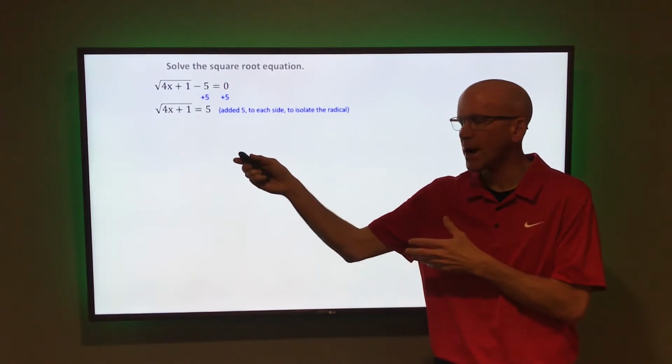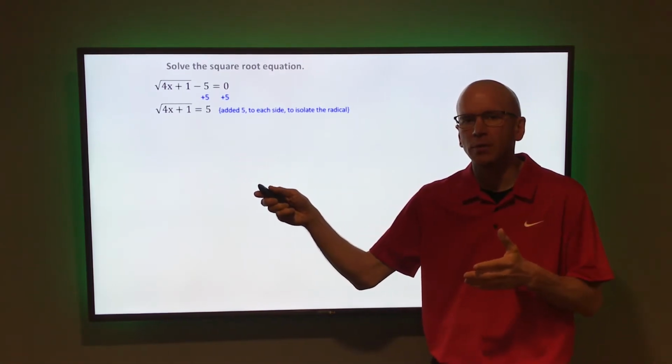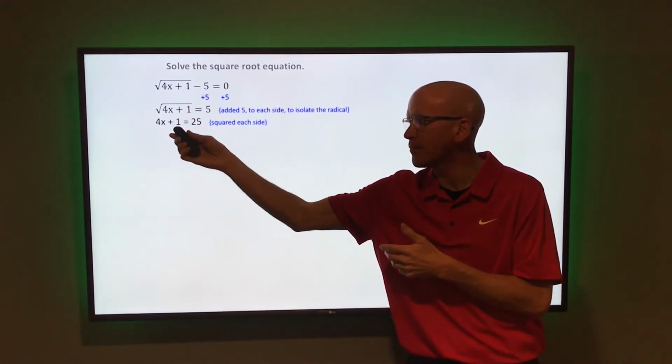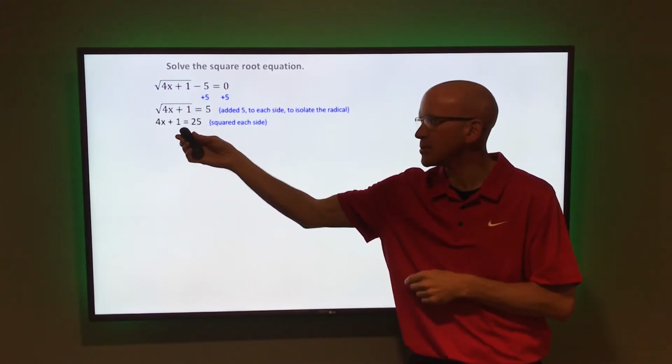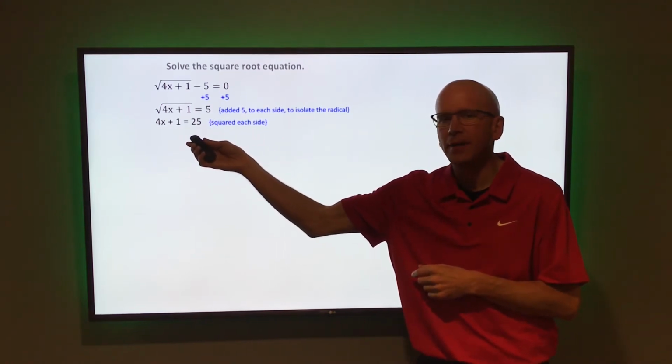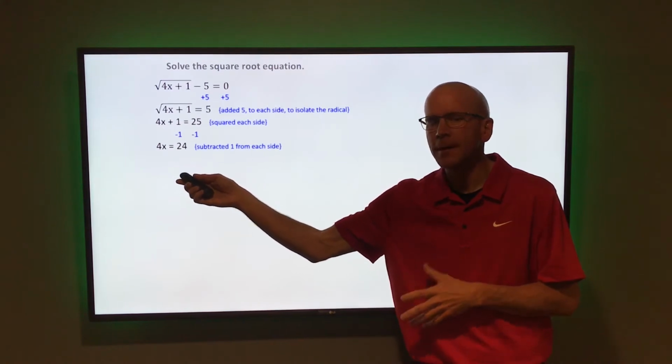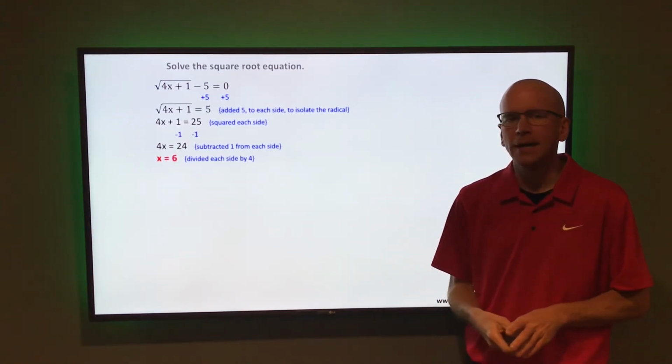Now we need to get rid of the radical sign, to do the opposite of square root, and that is to square both sides. If you square each side, if you square the square root of 4x plus 1, that is 4x plus 1. And on the right, if you square 5, that is 25. Subtract 1 from each side to get 4x equals 24. And finally, divide each side by 4, x equals 6.